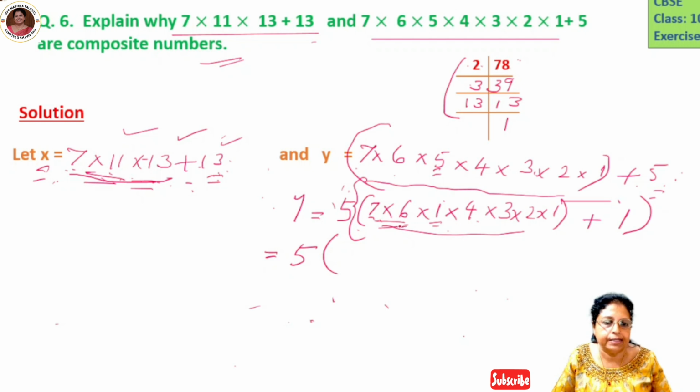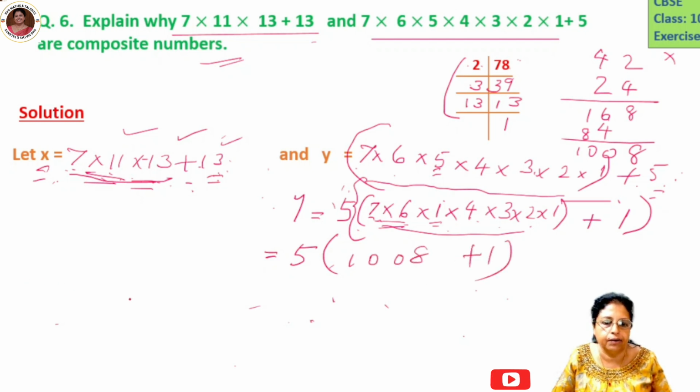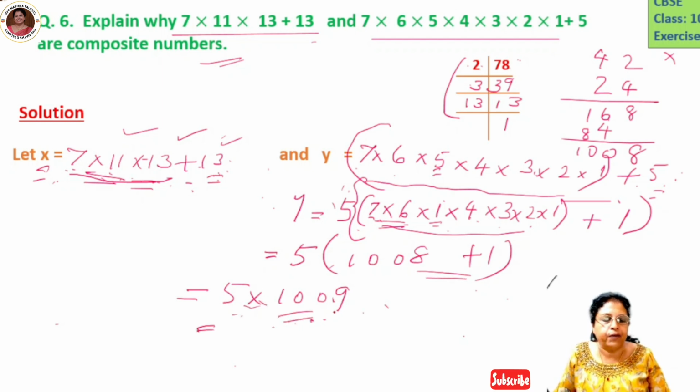what is it? 7 times 6 is 42. And this 4, 3, 12, 24. So you can find out 42 times 24. This is 8. 168. 4, 8. 1008. Okay. 1008 plus 1. So you can say this is equal to 5 times 1009. If you add this, 1009. This is 5 times 1009.